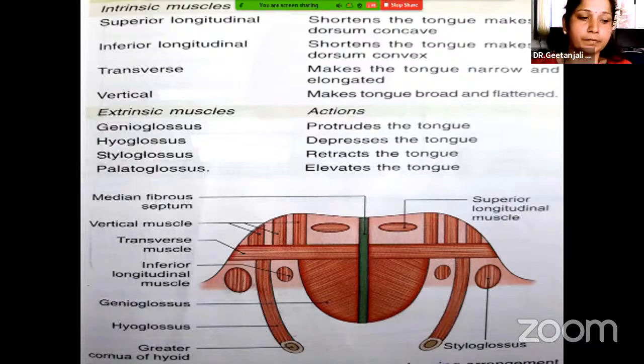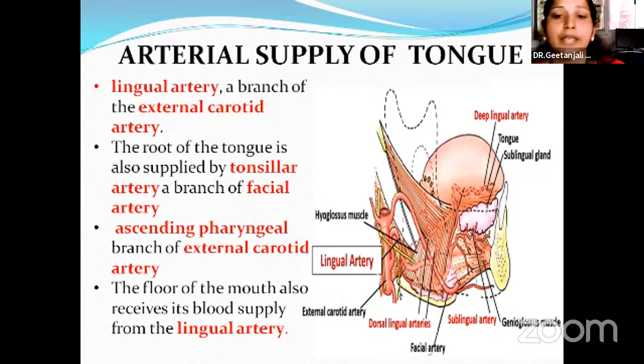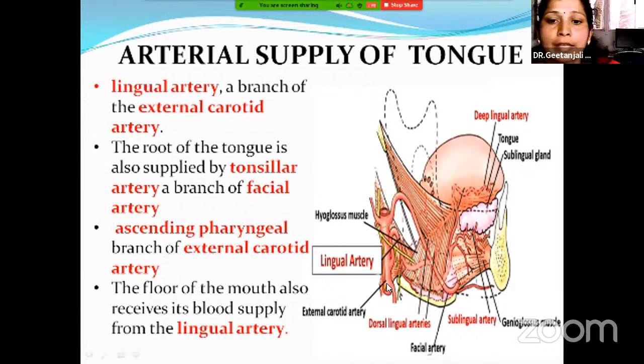Next is arterial supply of the tongue. Remember, the tongue is a highly vascular organ and the arterial supply of the tongue is by lingual artery. See here in the figure, this is lingual artery. The lingual artery is a branch of external carotid artery. The main arterial supply of tongue is by lingual artery, which is the branch of external carotid artery.